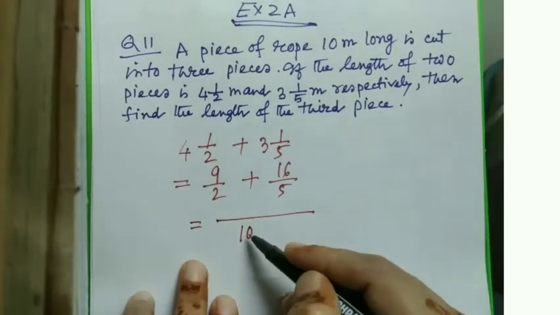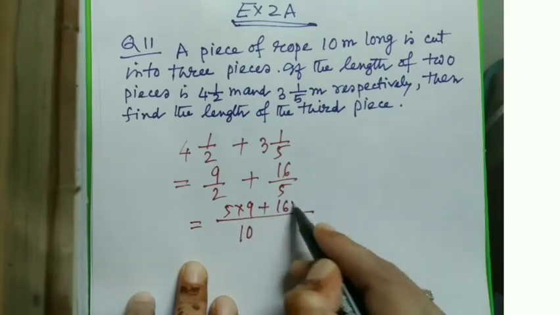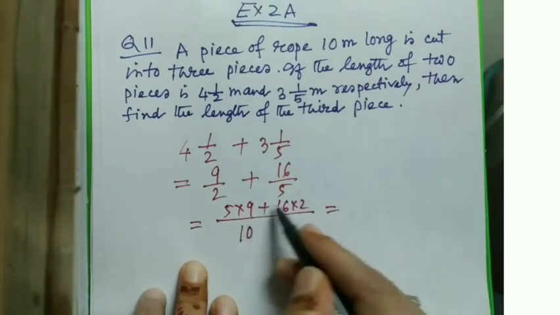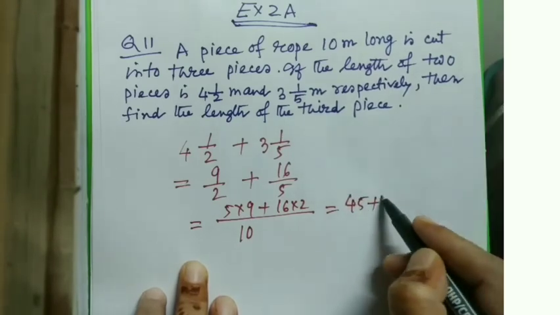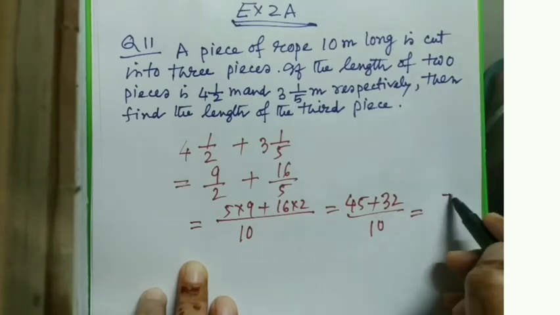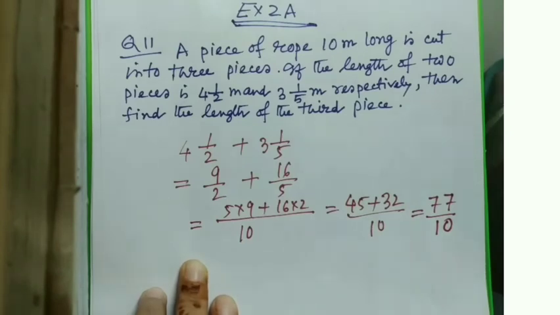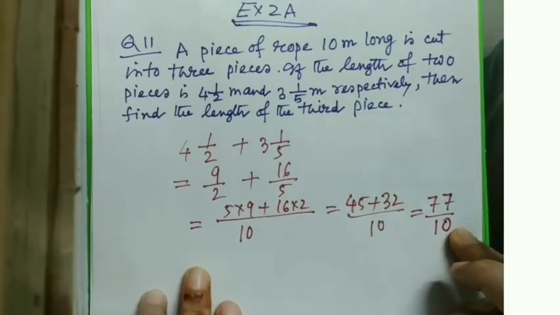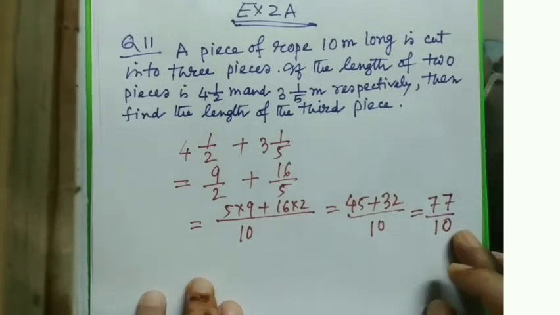So 2 5s are 10, here 5 into 9, plus 5 2s are 10, here 16 into 2. This is equal to 5 9s are how much? 45 plus 16 2s are 32 divided by 10. This is equal to 5 plus 2 is 7, 4 plus 7, 77 divided by 10.